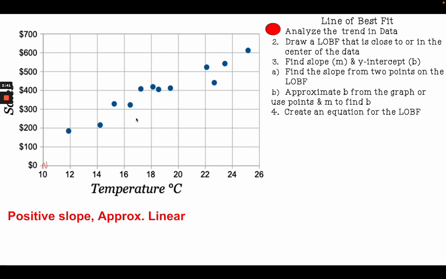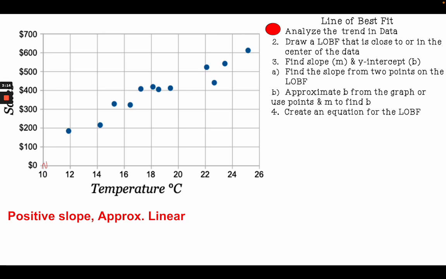And lastly, is this approximately linear? Now we know that this is not a straight line, but could it kind of look like a straight line? Yes, it could kind of look like a straight line. So we're going to say it's approximately linear. And because it's approximately linear, we can draw an LOBF, or our line of best fit. When we drew our line of best fit on Friday, we just said it went through the center of the data, or a place where it was very close to all of the data.